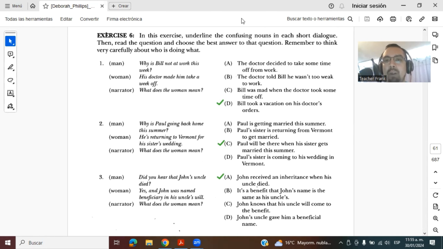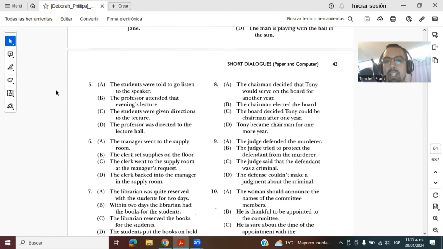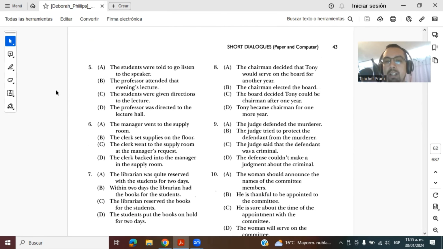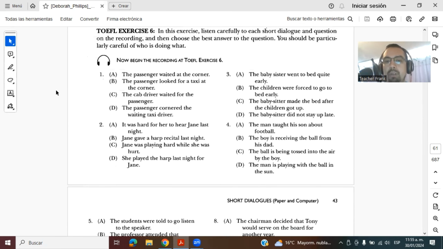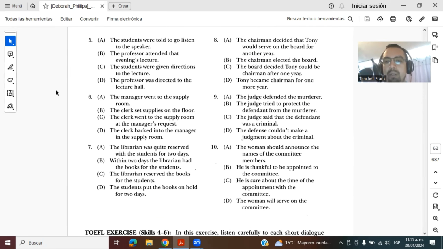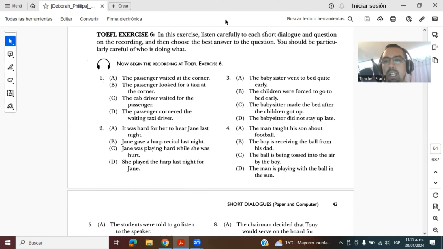So now we're going to go with the TOEFL exercise. So I will play the audio for the 10 exercises that we have here. So I think we'll go 1, 2, 3, 4. And then when we get to 5, I'll bring it down. So you can do 5 to 10, okay? So good luck and we'll check it afterwards, all right?